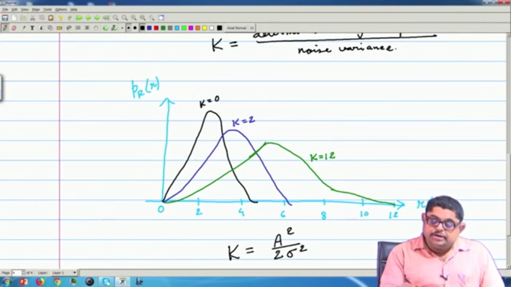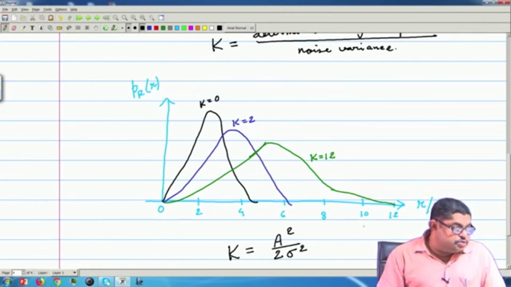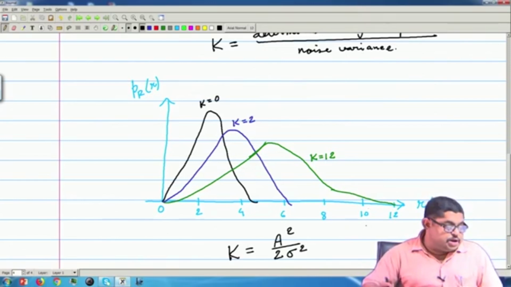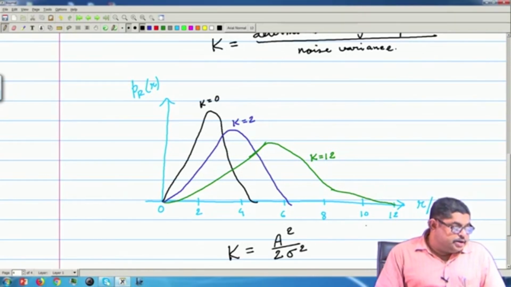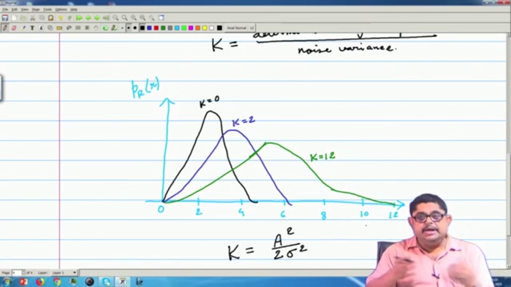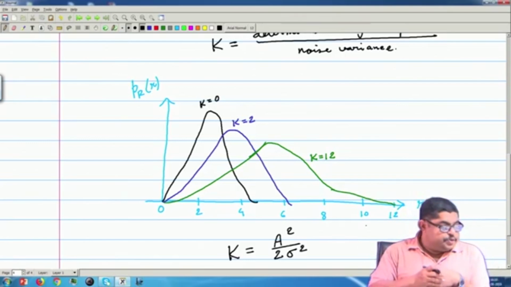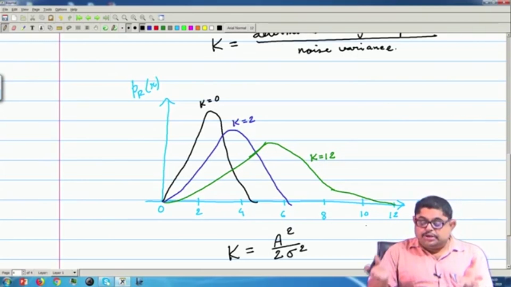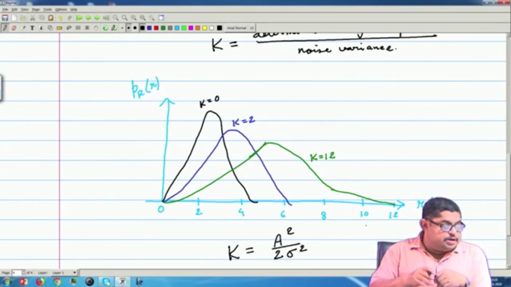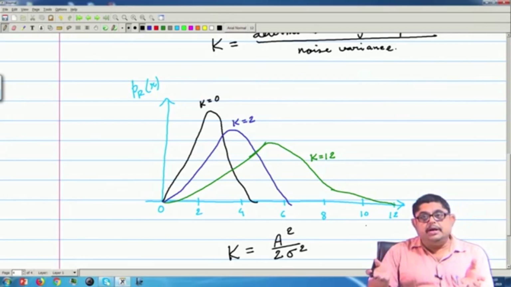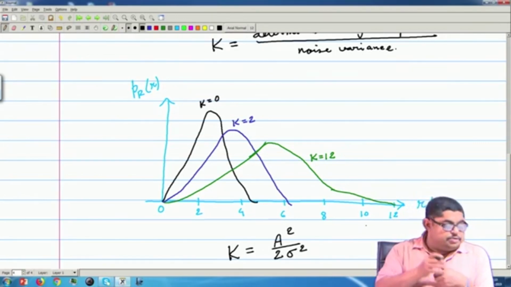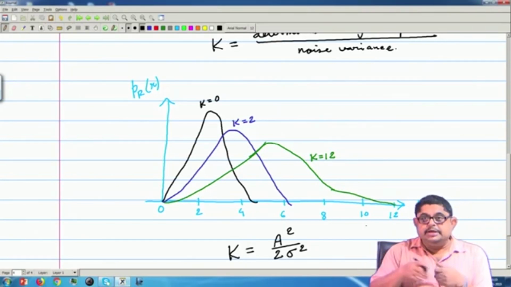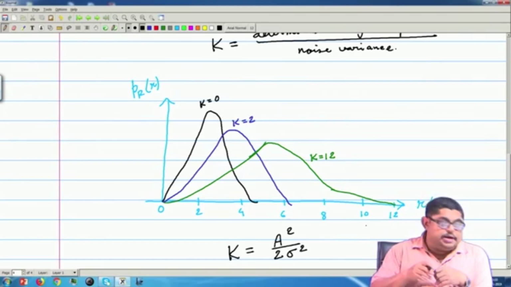As I already mentioned, when k is equal to 0, the Rician distribution degenerates to Rayleigh, which physically means that the signal is absent, and mathematically means that both the constituent random variables are Gaussian with 0 mean. So, that was the Rayleigh case. When k is large, approximately it becomes a Gaussian thing.